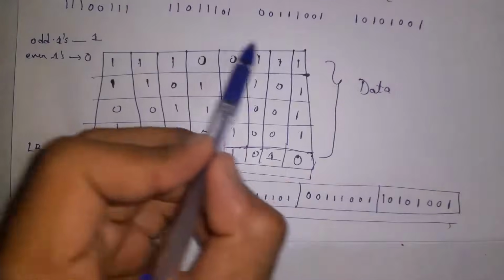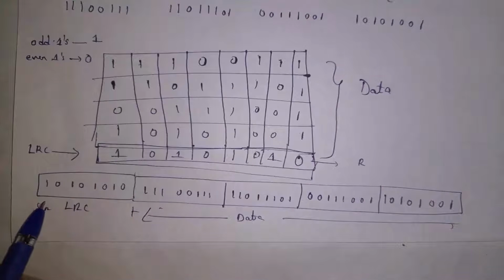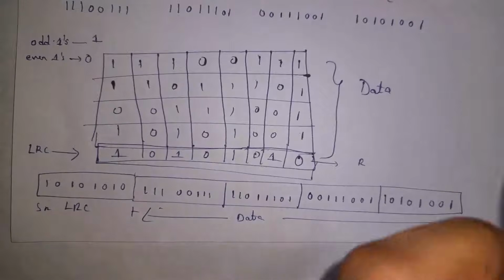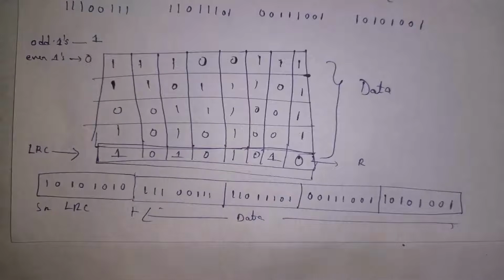After calculating the LRC, if the sender's LRC and the receiver's LRC are equal, then the receiver got correct data, or else the receiver got wrong data. That means the received data contains errors. This is all about LRC.